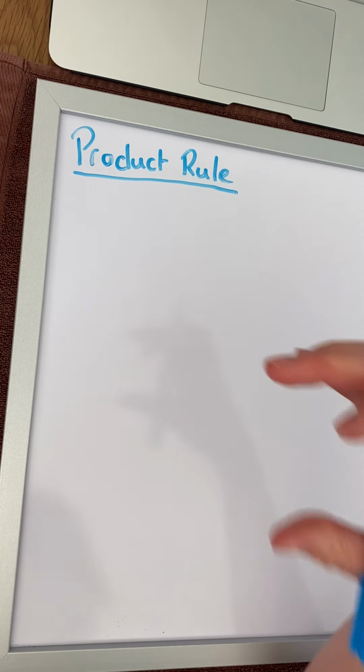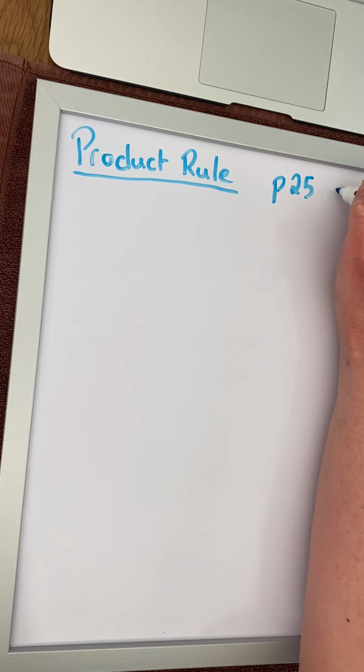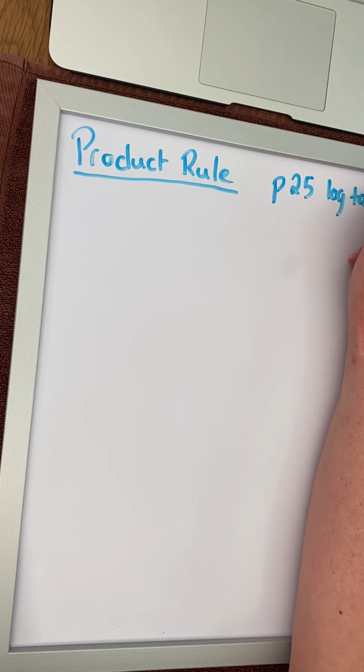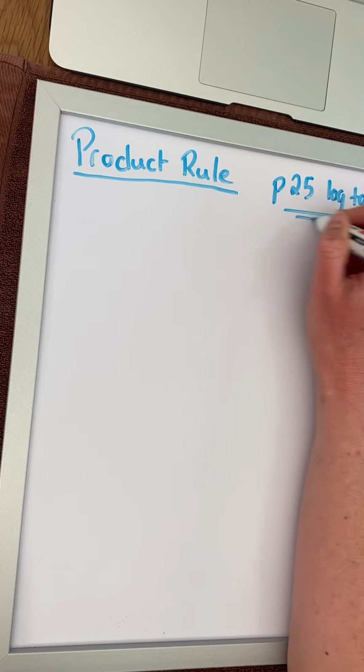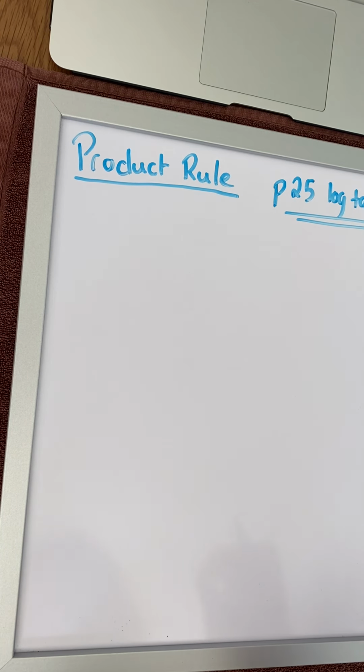In this video, we're going to concentrate on the product rule. Now, one thing I should have mentioned at the start of the last video: all of the rules to do with differentiation can be found on page 25 of our log tables book. So you don't actually have to remember any of these formulas. All of them exist on page 25 and you'll have that with you in your exam.